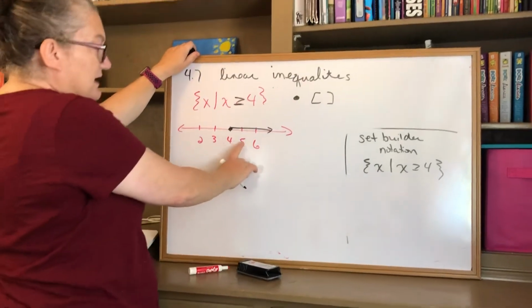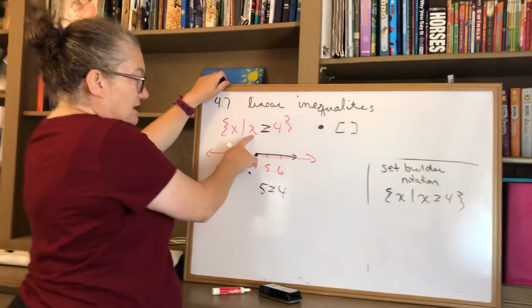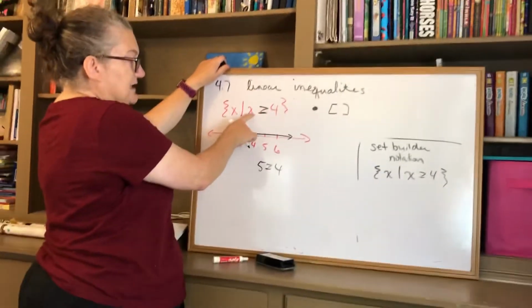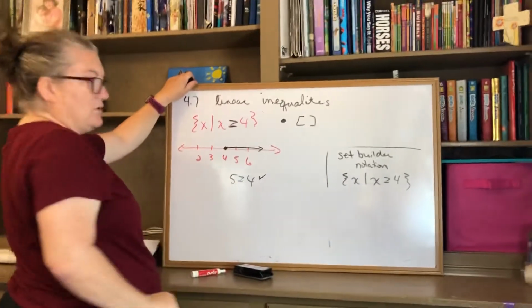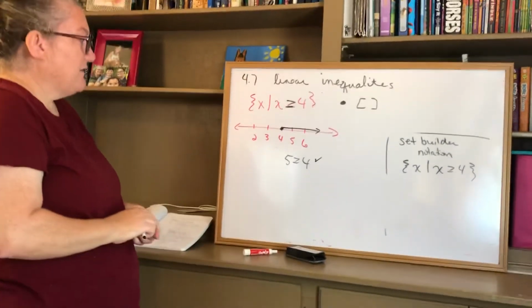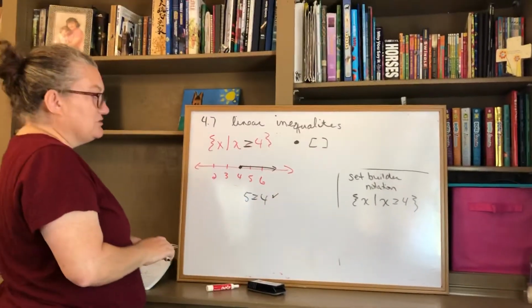So what I mean is, is it true that 5 is greater than or equal to 4? Because I pick a 5, I put it in for x, x is larger than 4. Yes, we graphed the right way, okay? So we had the set builder notation here, and we graphed it, and let's do another problem.